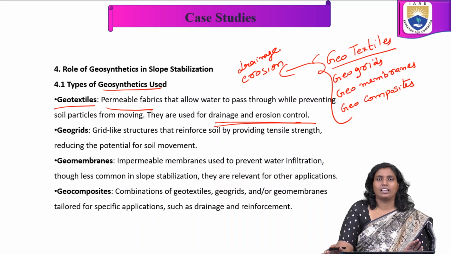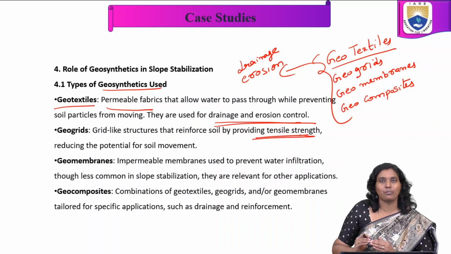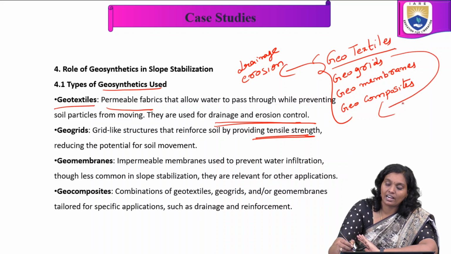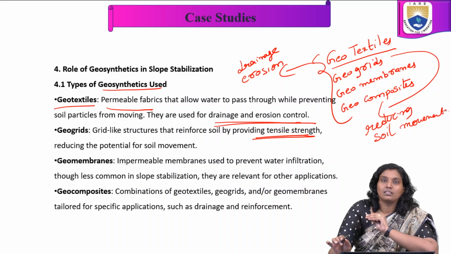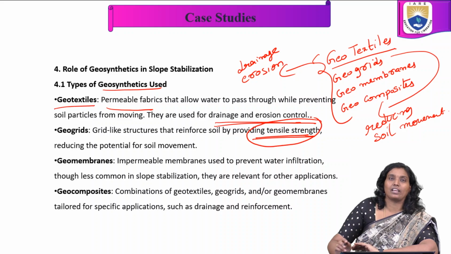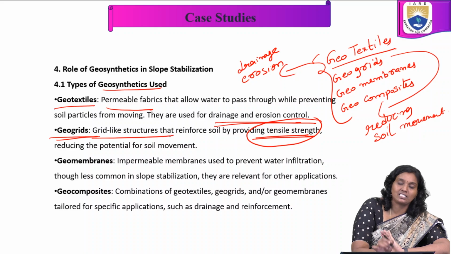Now, geogrids: grid-like structures that reinforce soil by providing tensile strength, reducing the potential for soil movement. These geogrids reduce soil movement. They reinforce soil by providing tensile strength. That is nothing but geogrids. These are grid-like structures, that is why we call them geogrids.